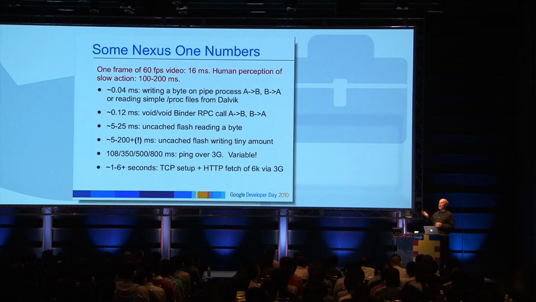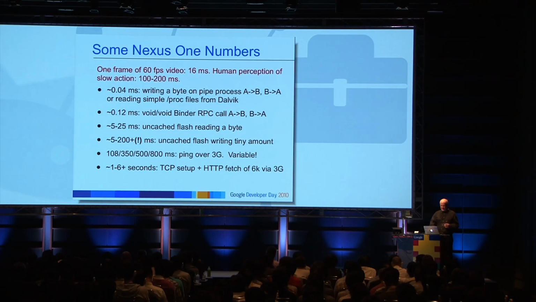Now, what is the most common operation? What is the most common network operation that Android apps do? HTTP. We go and get something from the web with HTTP GET. So to set up the TCP and get something, it will almost always take at least 1 second. Depending on what it is, it can easily take many seconds. Okay? So all of these are things that can take a lot of time and ruin your user experience and make your user unhappy.